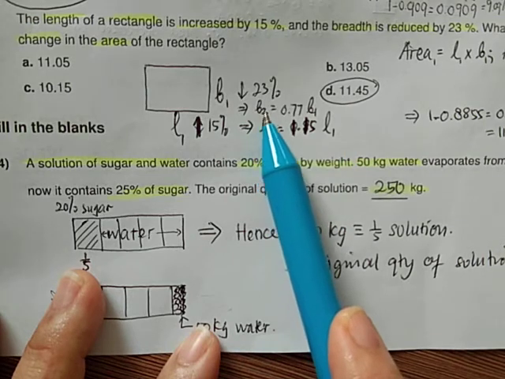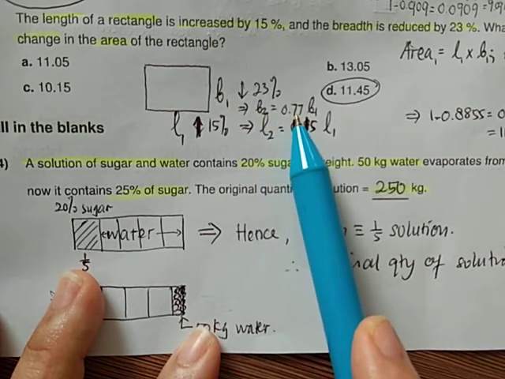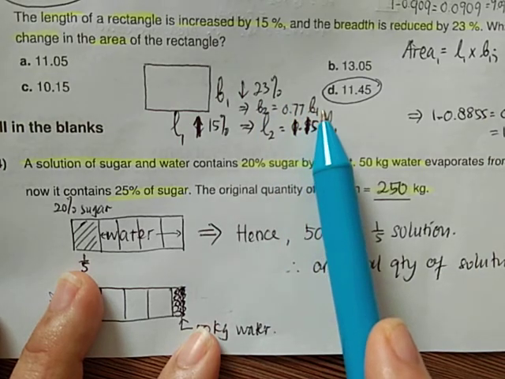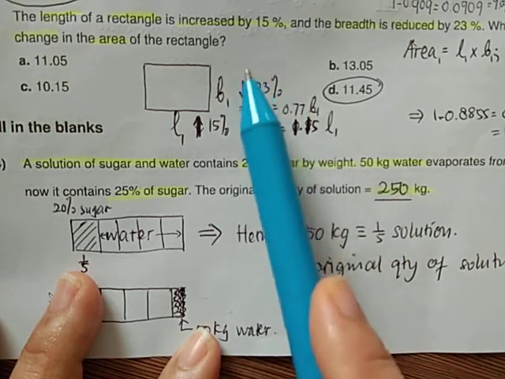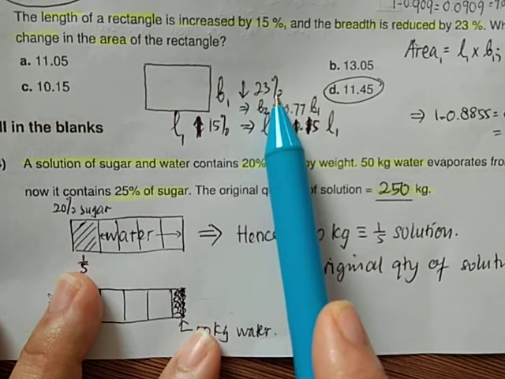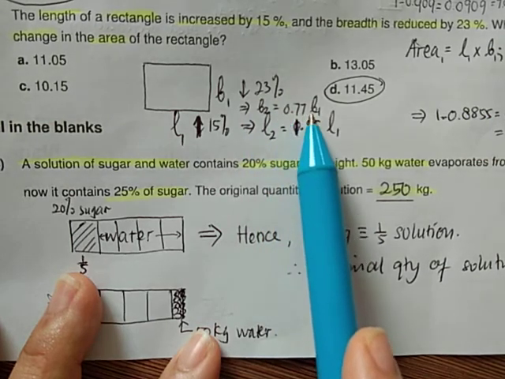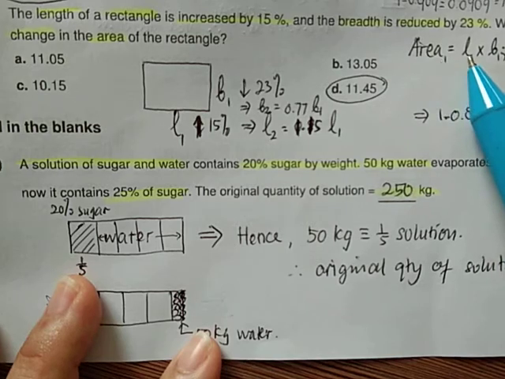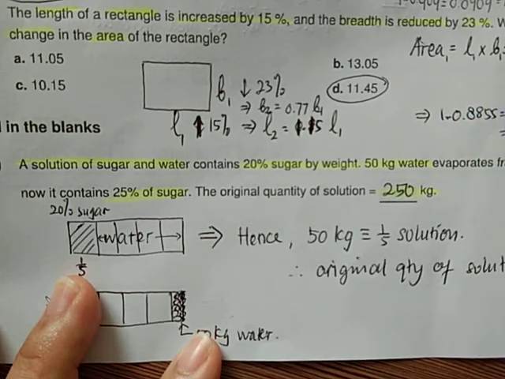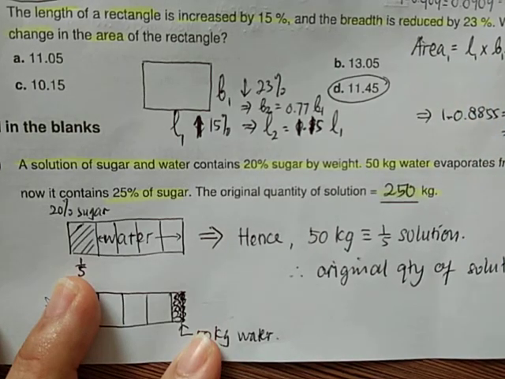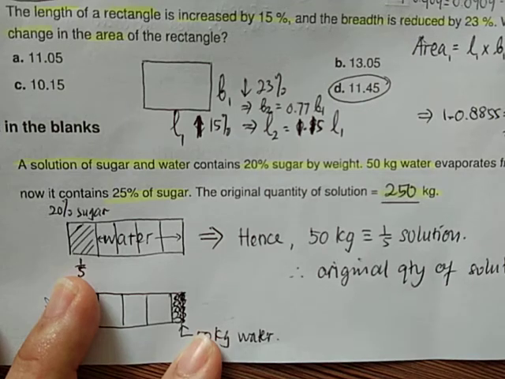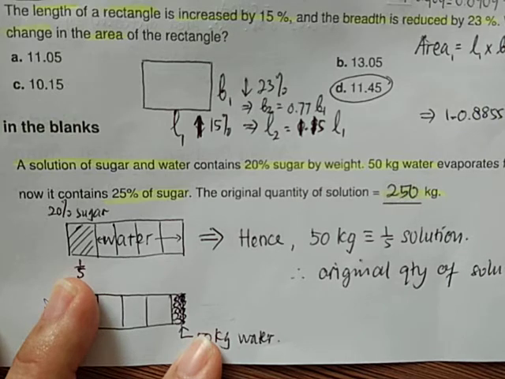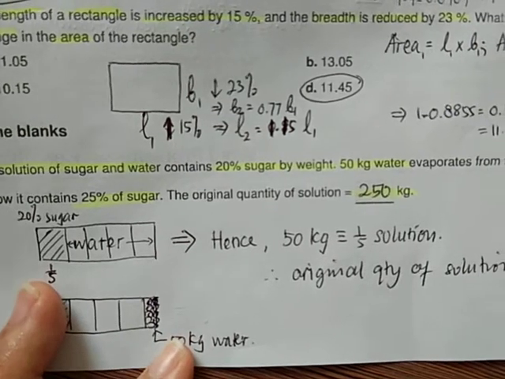and the breadth will be 0.77 of the first rectangle's breadth. How do I get this number? This is just 100% minus 23%, 77%, which is 0.77. So the area of the first rectangle is L1 times B1. The area of the second rectangle is L2 times B2. Substituting the values, L2 is 1.15 of L1, times 0.77 B1.